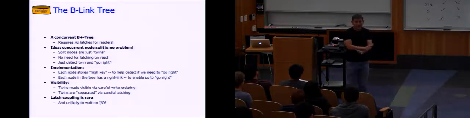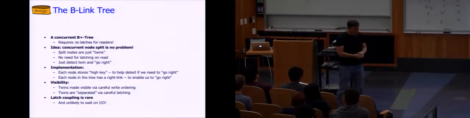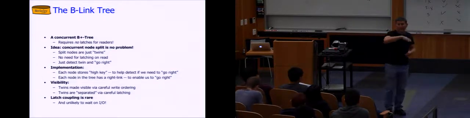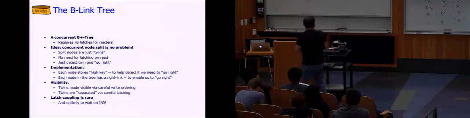So that's what the high key is for, detecting that a node split in the time between when you read the parent and you got to the node. And then, of course, you need to be able to move to the neighbors. So we're going to have right pointers. Every node's going to point to its sibling to the right at every level of the tree. And that's the basic idea.